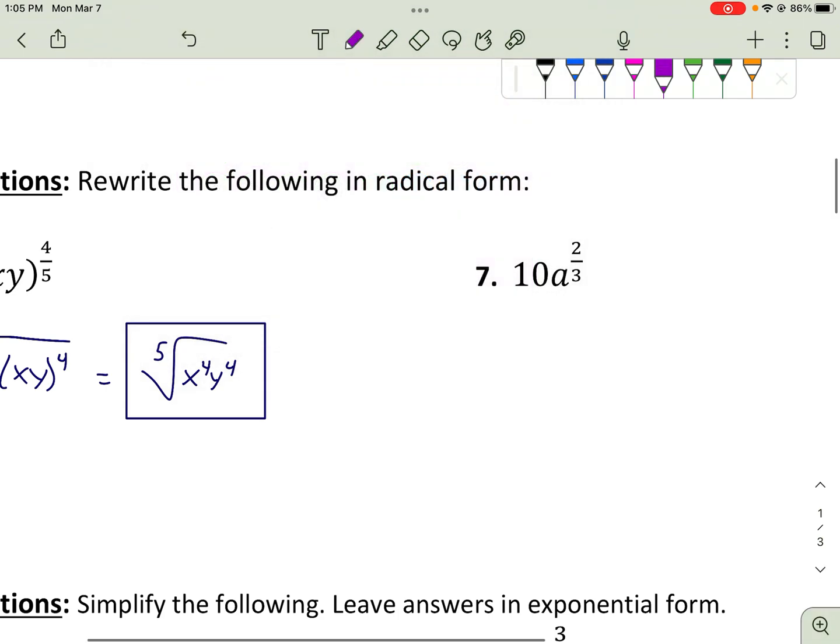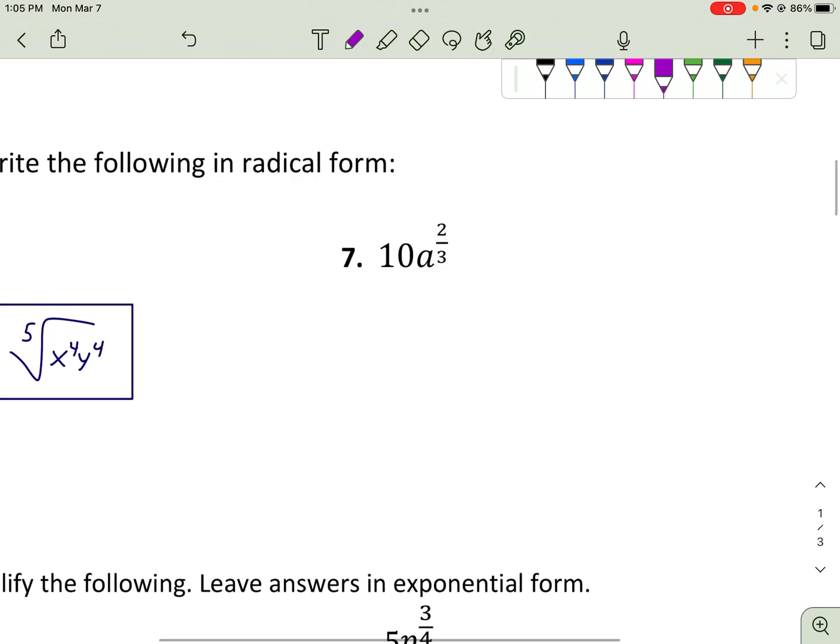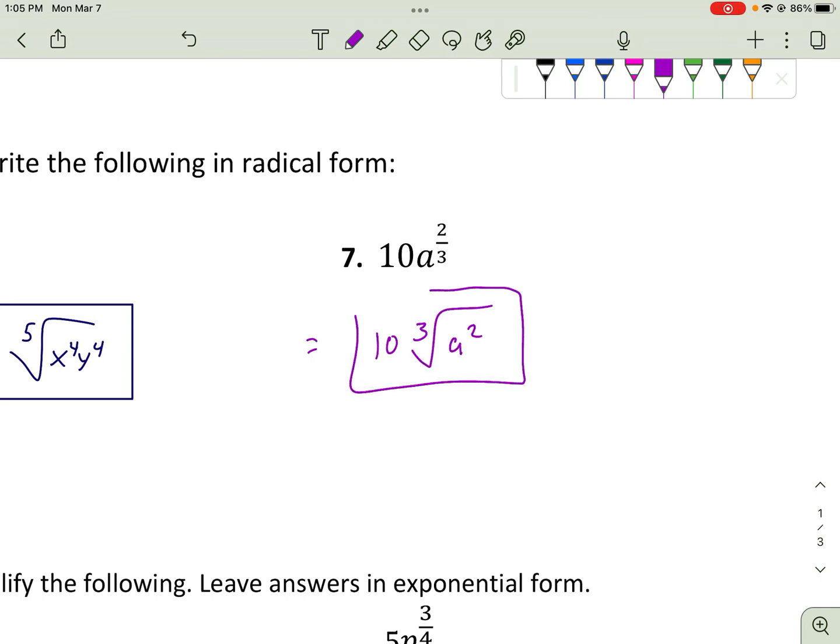All right, so on this one, like I said, only the a has a power of 2/3. So again, this is the root. So it's a cube root of a squared, and the 10 is just hanging out on the outside because it just has a power of 1. So it does not go under a radical at all.